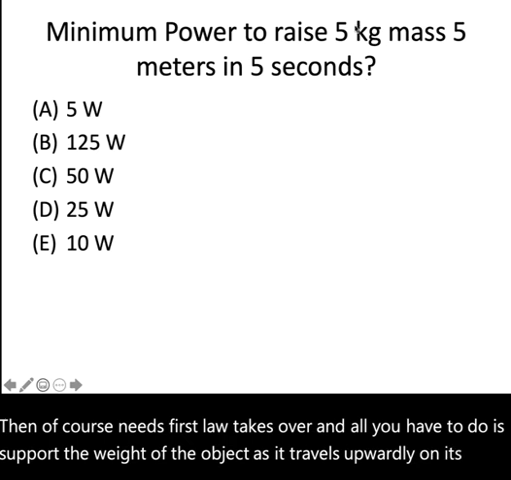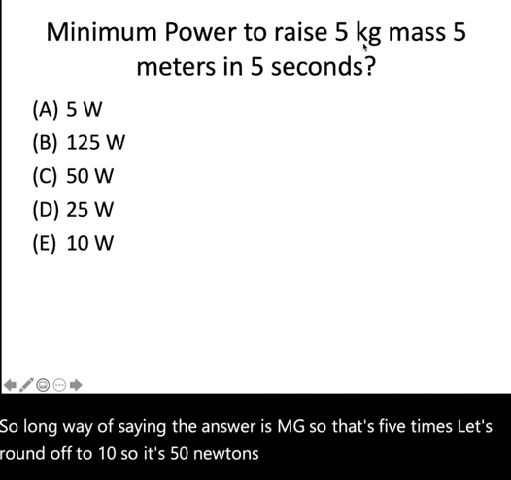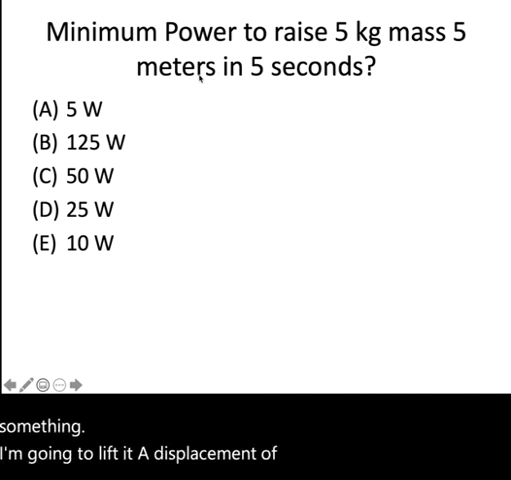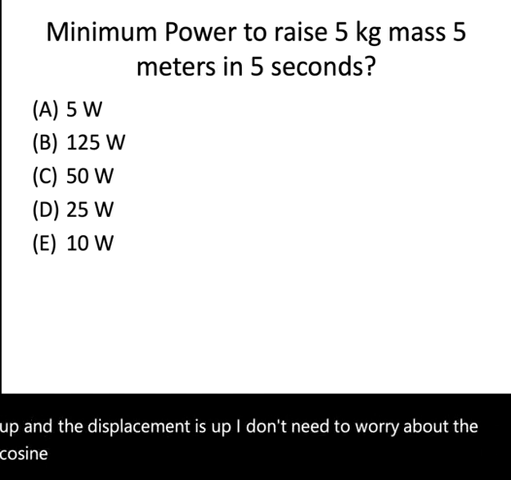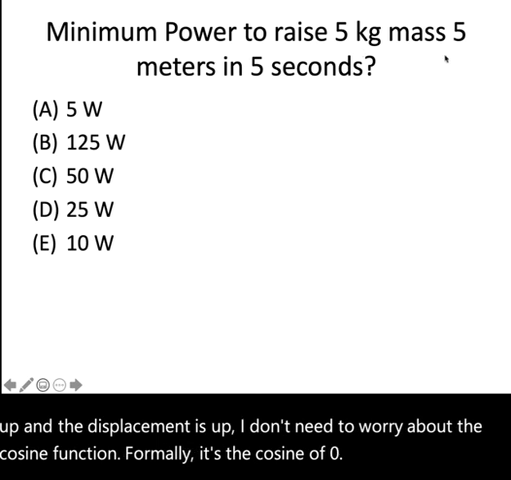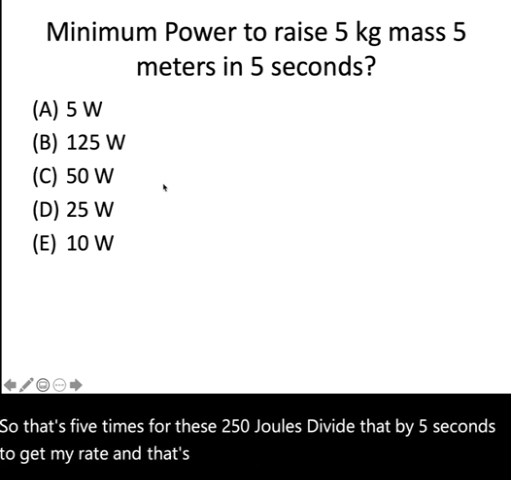So, long way of saying the answer is mg, so that's 5 times, let's round g off to 10, so that's 50 newtons of force in order to lift something. I'm going to lift it at a displacement of 5 meters. Since the force is up and the displacement is up, I don't need to worry about the cosine function. Formally, it's the cosine of 0. So that's 5 times 50 is 250 joules. Divide that by 5 seconds to get my rate, and that's 50 joules per second. So the answer is letter C.